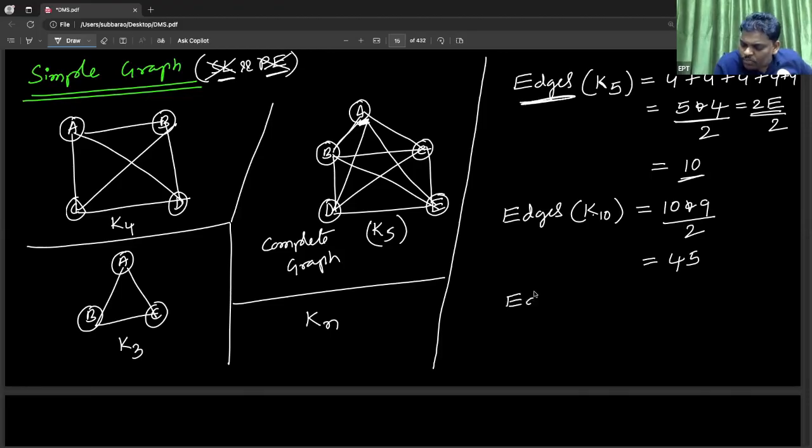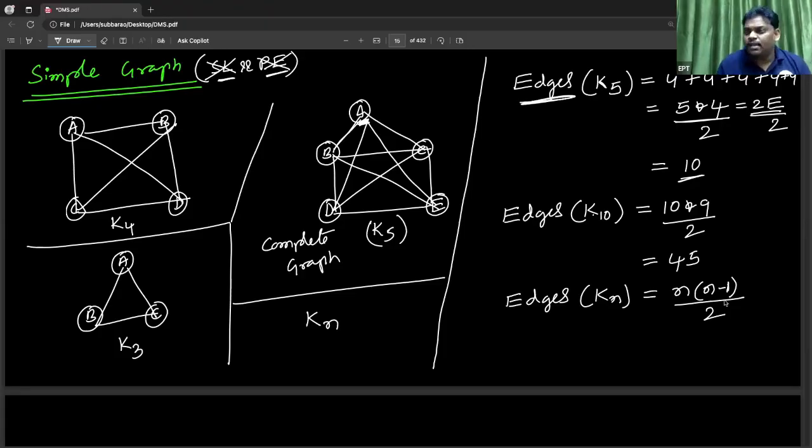Now let us generalize. The number of edges possible in Kn, a complete graph with n vertices, is equal to: n people are there, every person has degree n minus 1. But remember, the sum of degrees means 2e, and you want e, so divide by 2. This is the formula. The number of edges possible in Kn is n into n minus 1 by 2.